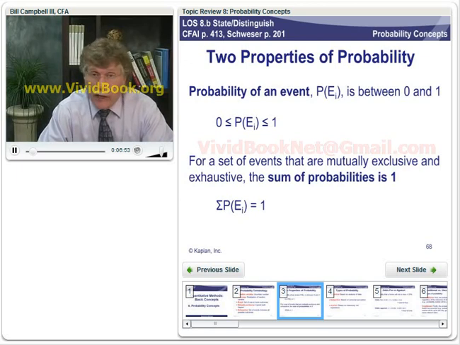They don't have to be equal. We could have a 10% chance of getting a 1, 2, 3, 4, or 5, and then a 50% chance of getting a 6. Still adds up. That's perfectly fine. The sum has to equal 1.